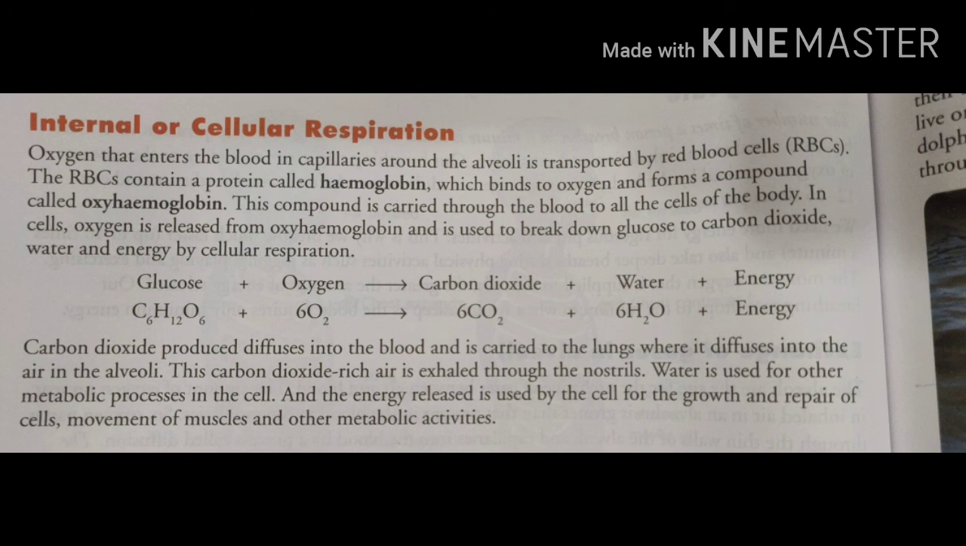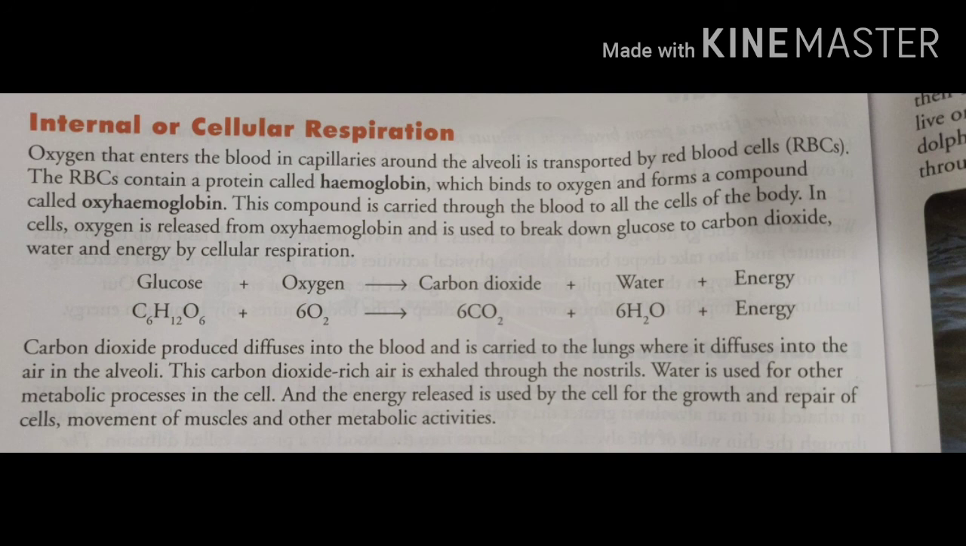This hemoglobin binds to oxygen and forms a compound called oxyhemoglobin. Oxygen combines with hemoglobin to form oxyhemoglobin, and this compound is carried through the blood to all the cells of the body. In cells, oxygen is released from oxyhemoglobin and is used to break down glucose to carbon dioxide. In the reaction, glucose, C6H12O6, with oxygen gives carbon dioxide, water and energy.